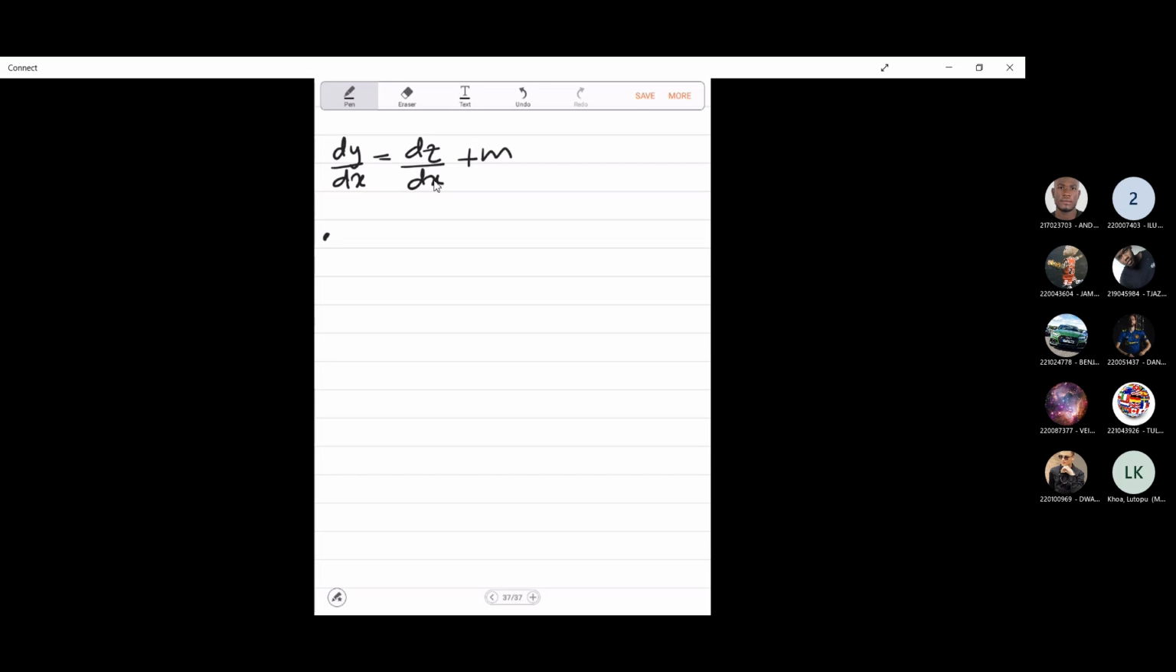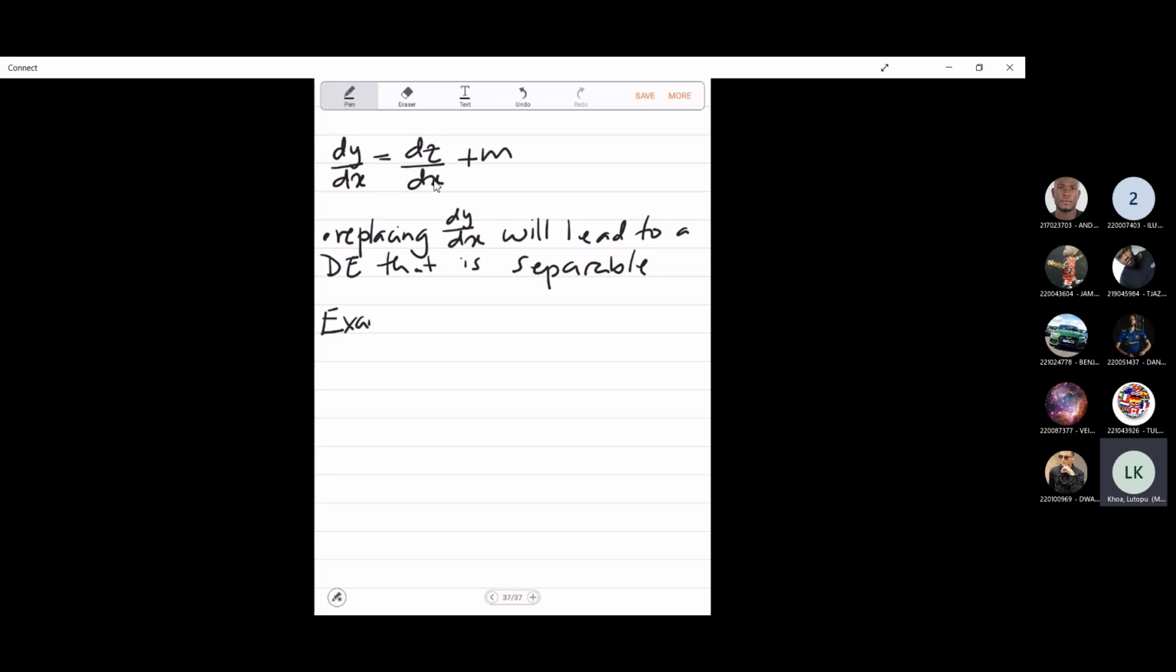Okay. Then replacing dy/dx will lead to a differential equation that is separable, and we know how to solve differential equations that are separable. So let's look at some examples of how we actually do this.